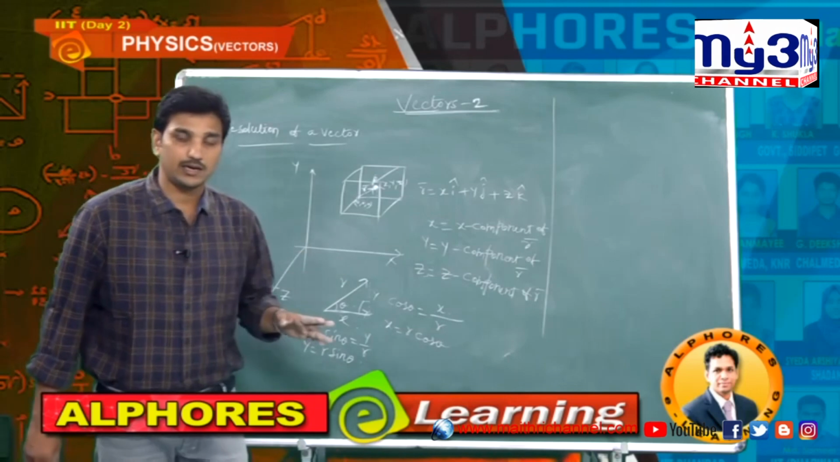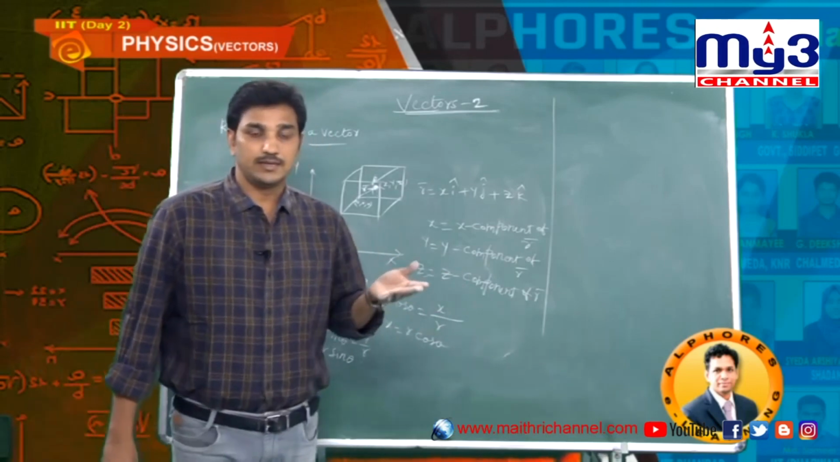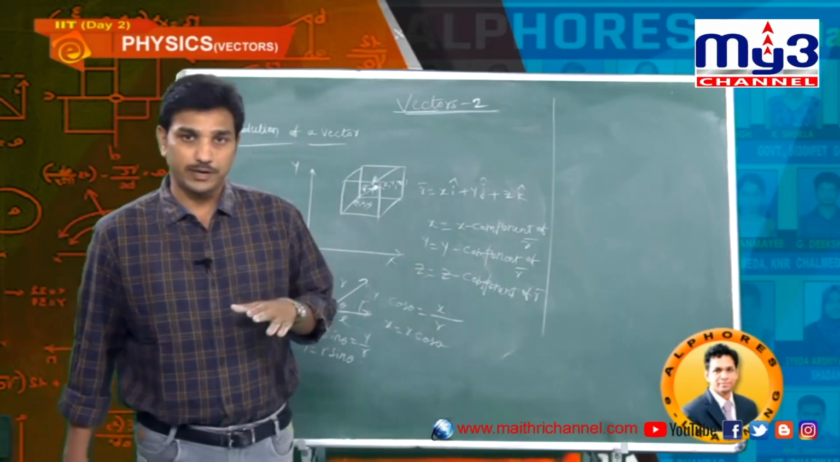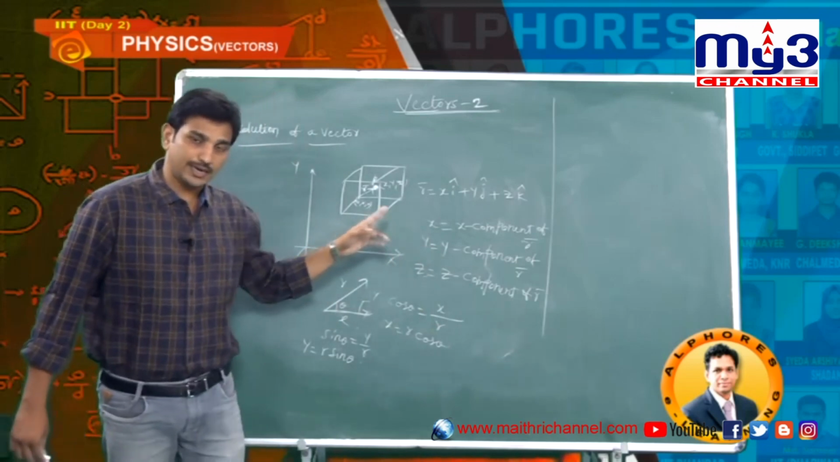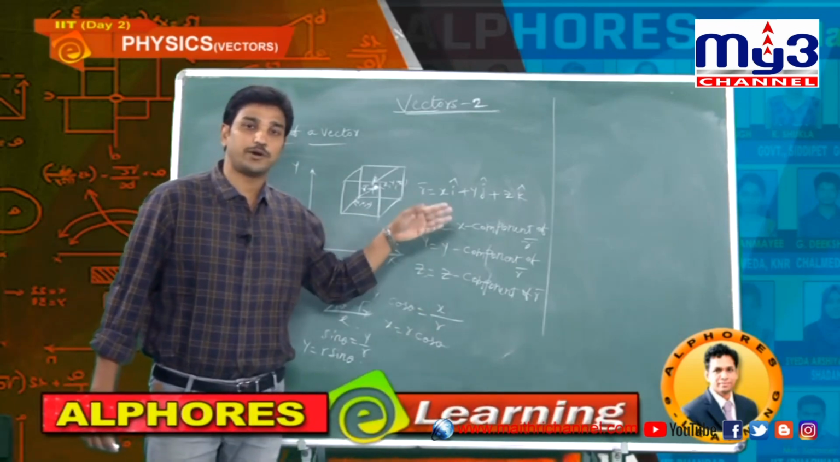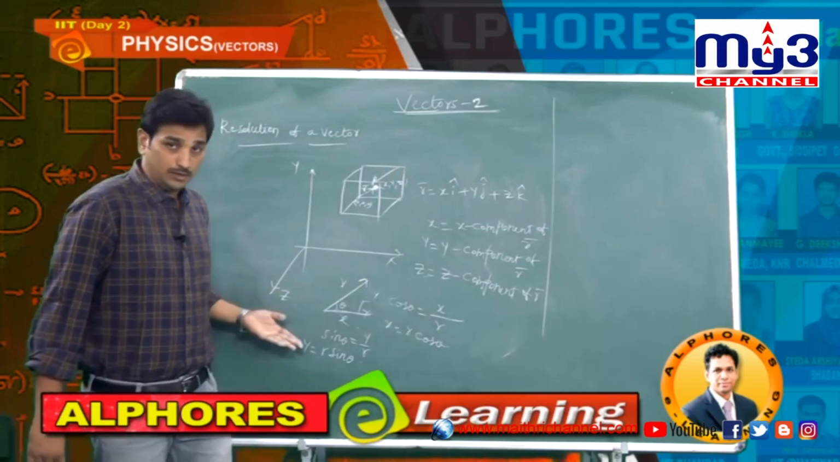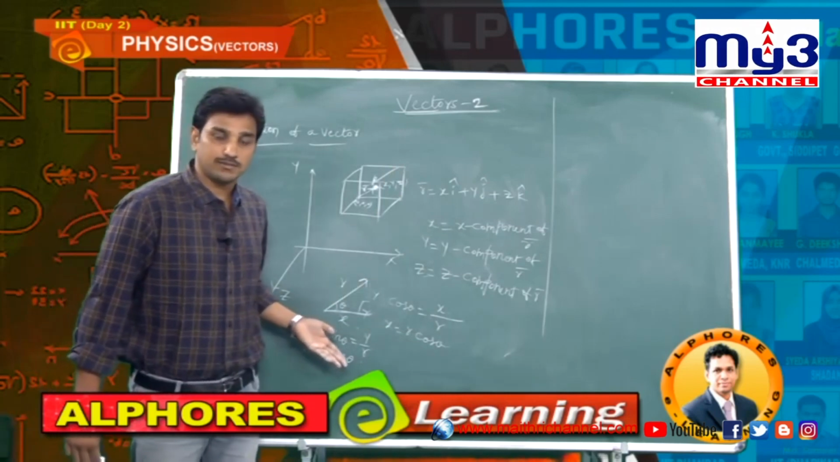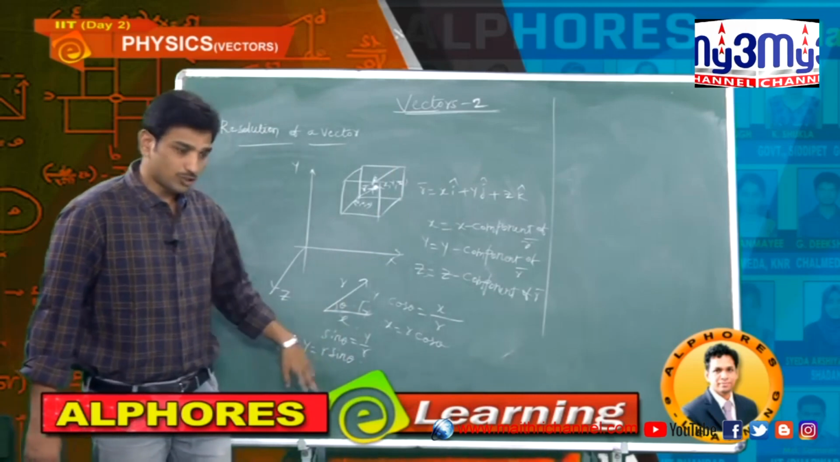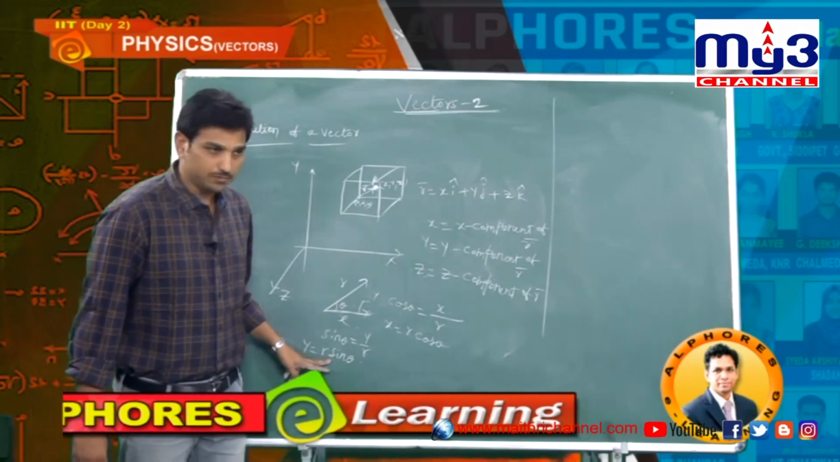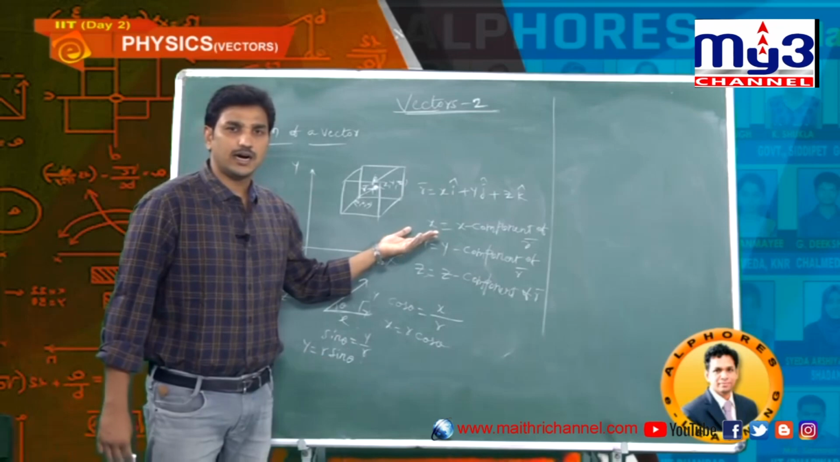So a vector in 3D is going to resolve into three components: x, y, z. What is the x component of r? That is x, nothing but r cos theta. The y component of r bar is y, also we can write as r sin theta. Similarly we can write for z also.